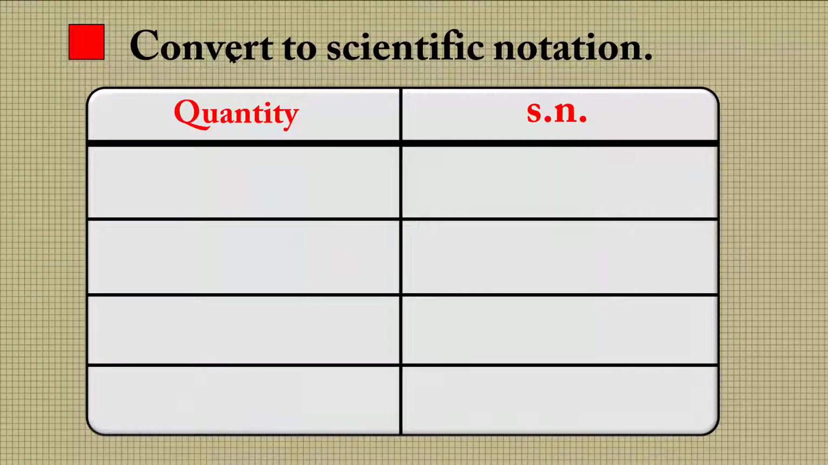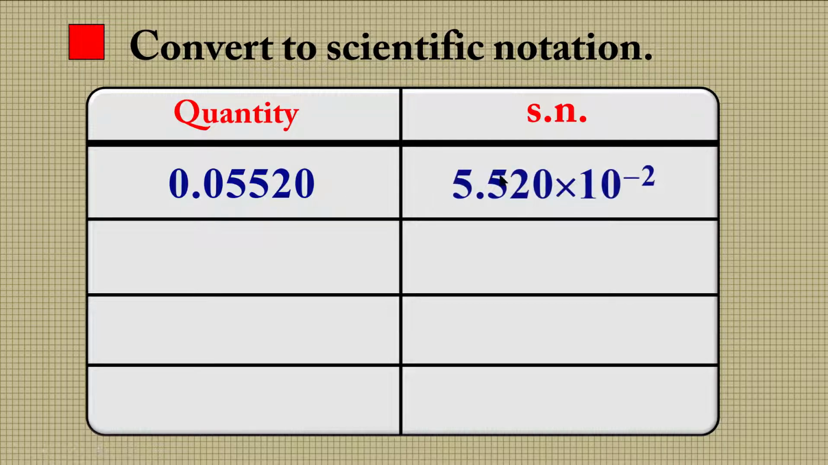Let's consider some examples. Convert to scientific notation. Suppose that the given quantity is this. I'm going to have the scientific notation of that. I should displace the decimal point 2 steps to the right to make the coefficient a number between 1 and 10. So it's 5.520 times 10 to negative 2. As you see, the number of significant figures in the original number is 1, 2, 3, 4. Here I have also 4 significant figures. In the scientific notation, I have not changed the number of significant figures. As you know, the first two zeros are leading zeros and they are not significant.